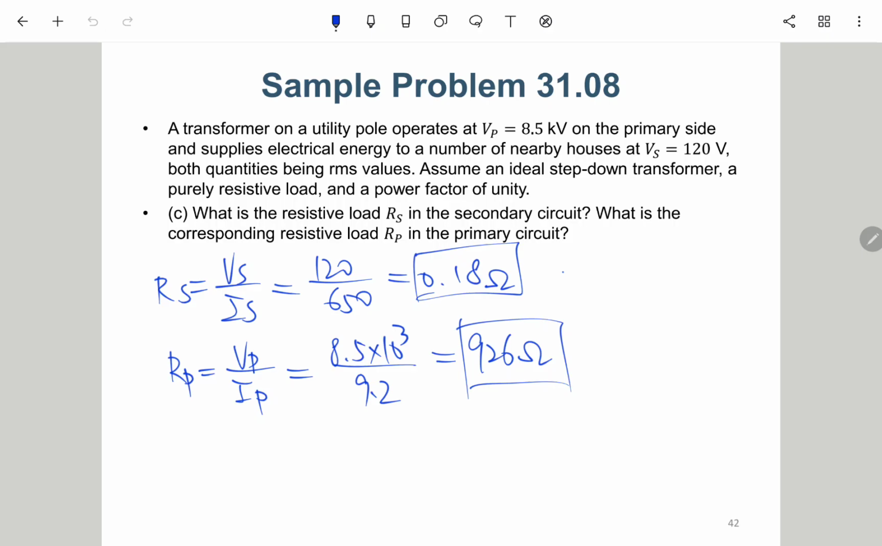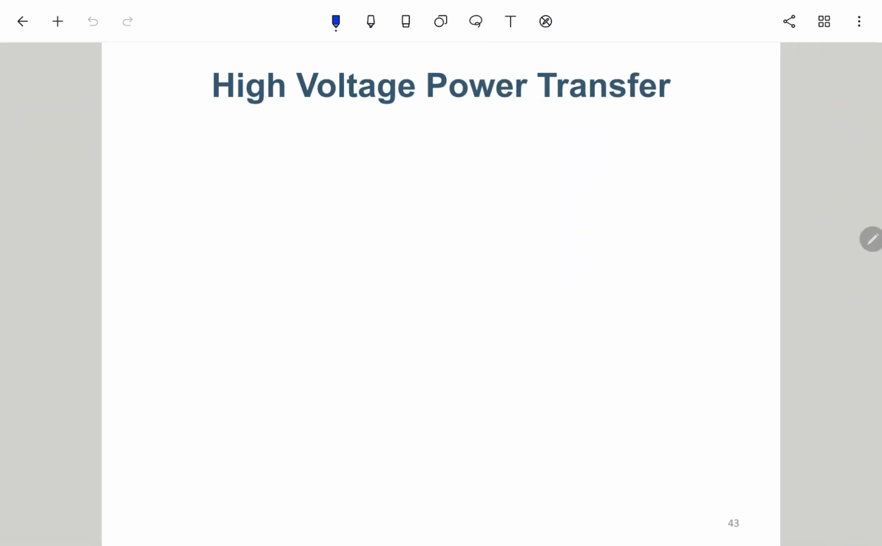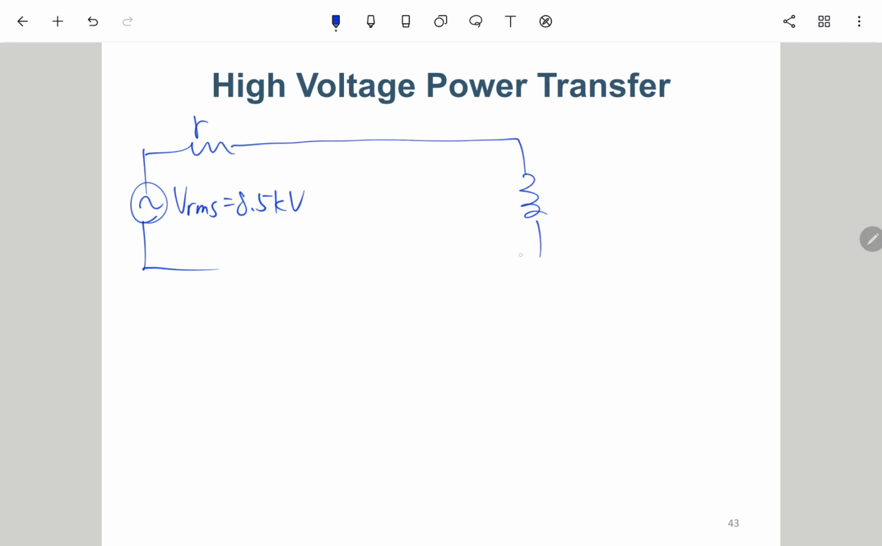So it has already gone to the utility pole, and is stepped down to 8.5 kilovolts. So the idea here is, we have the V_RMS to be 8.5 kilovolts, and then we have this wire resistance to be small. And then this will be the transformer model, and then finally it goes to R_S of 0.18 ohm.